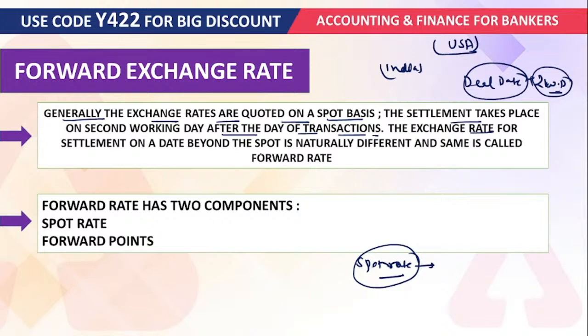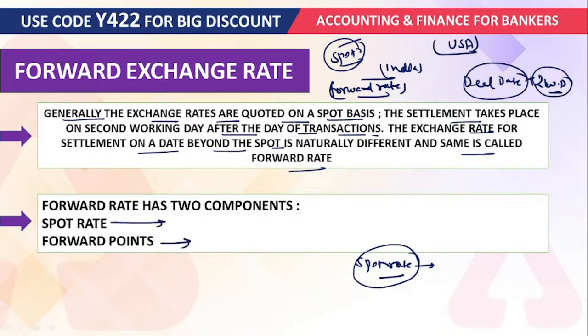And the exchange rate for settlement on a date beyond the spot is naturally different, and the same is called forward rate. And जो भी exchange rate है, अगर मान लो कि settlement spot rate के बाद भी होता है तो हम कौन से रेट की बात करते हैं? तब हम बात करते हैं forward rate की. That is what it means. Okay. So forward rate has 2 components, and we are going to understand that in the next lecture. Okay, so that's all for this session.